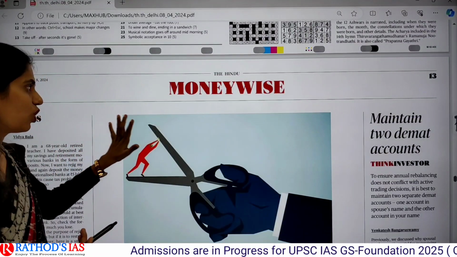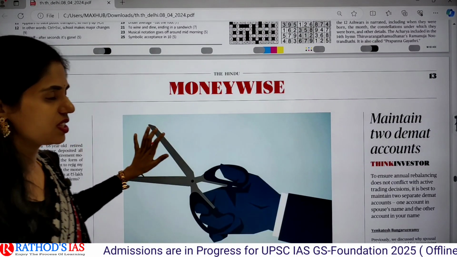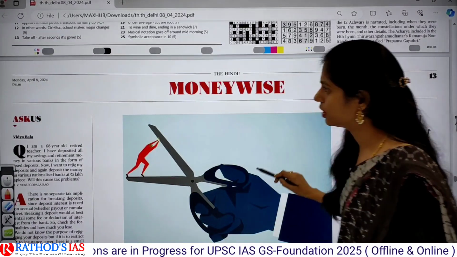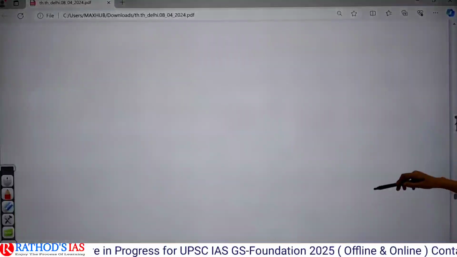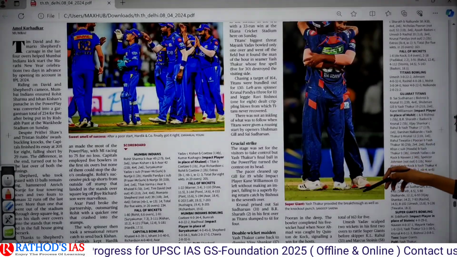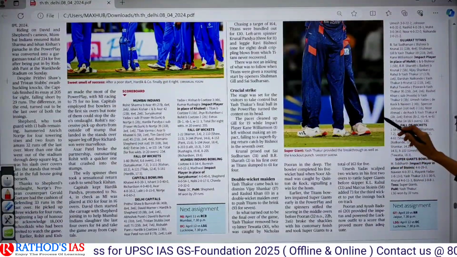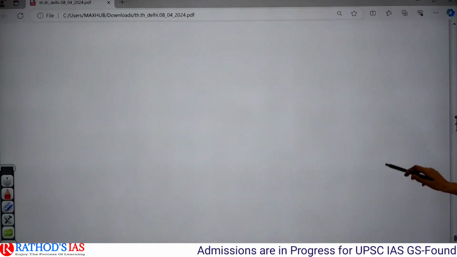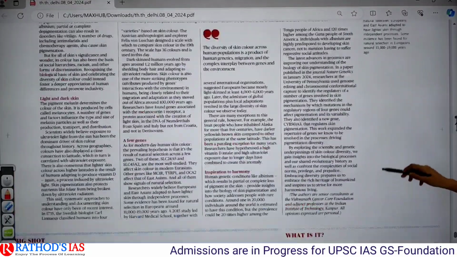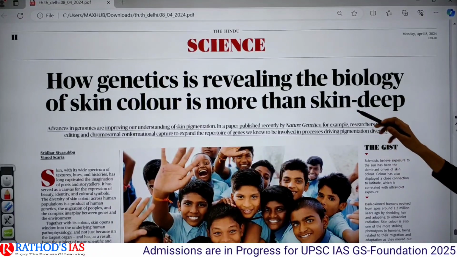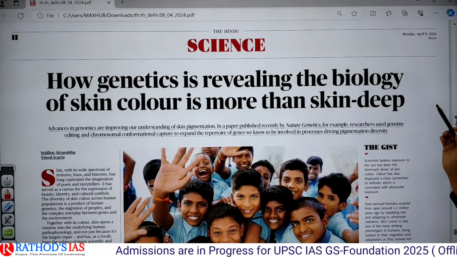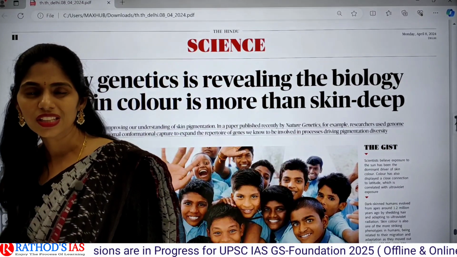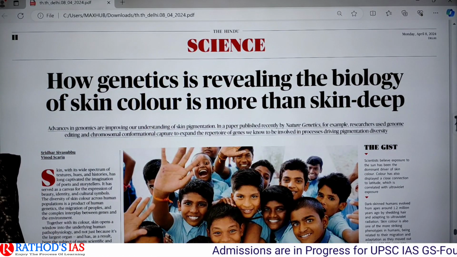Today is Monday, so you got this Money Wise, which is nothing but the business page, and you have to focus on page number 13 for sure, that is Money Wise. Later on you will have the sports news, which is not at all useful. Simply leave the sports news page. And at last you will have the Science or Life page. If there are any articles relevant from our science and technology point of view, you can go through them. In this way you have to read the newspaper.